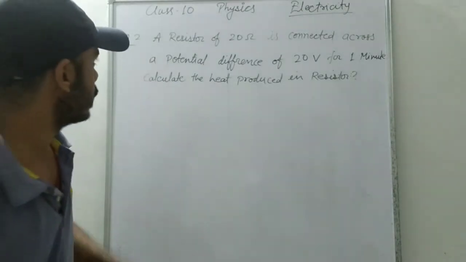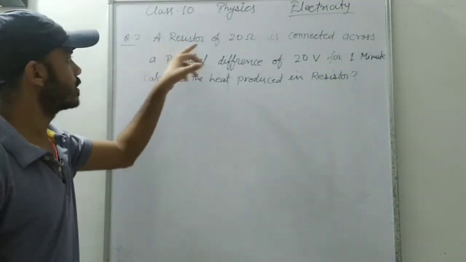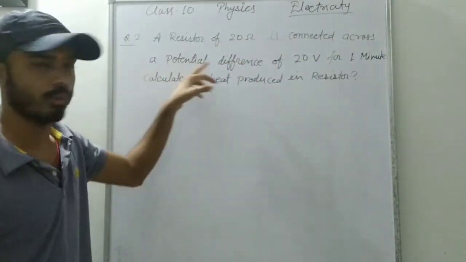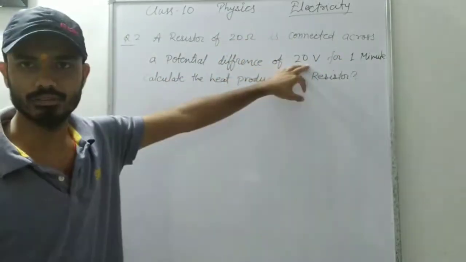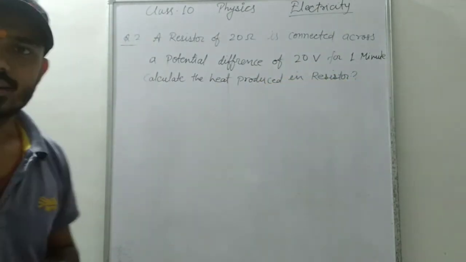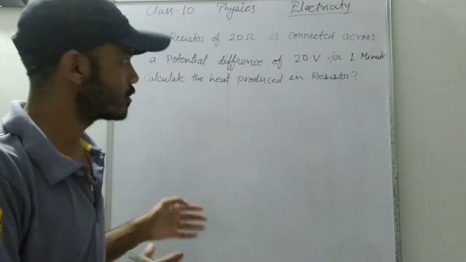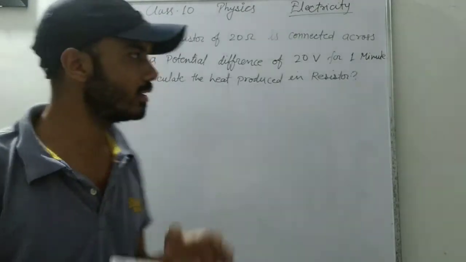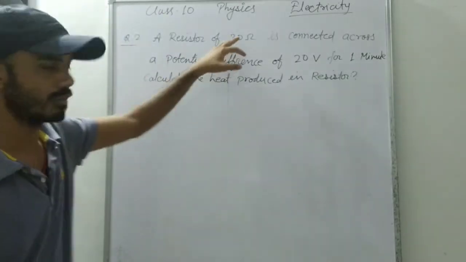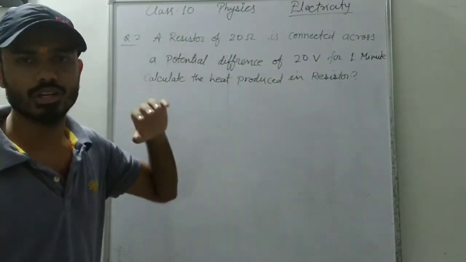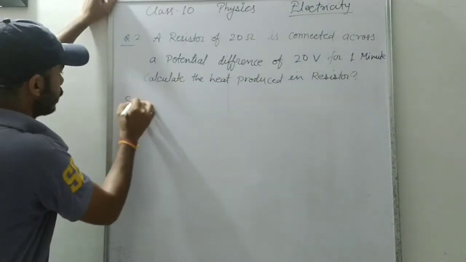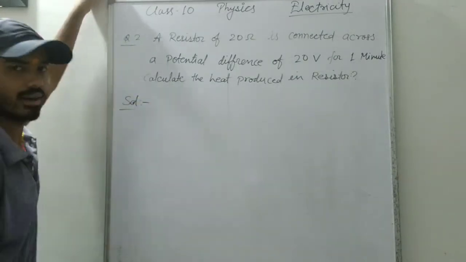Now, second question. The question is, a resistor of resistance 20 ohm is connected across a potential difference of 20 volt for 1 minute. Calculate the heat produced in the resistor. Okay. In the last question, we had the value of current and resistance. Now, in this question, we have the value of resistance and potential difference. So, in this case, how do we calculate the value of heat produced in the resistor?